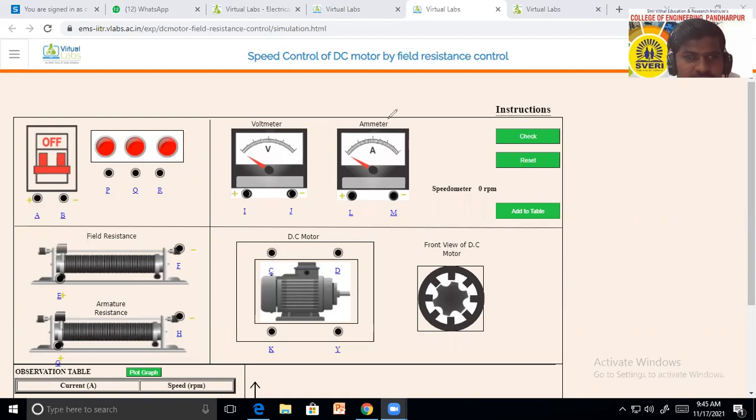Okay, see this connection we want to do. हे connection आपल्याला करायचं आहे. So before discussing the connection, the terminals are given: A, B, C, D like this.